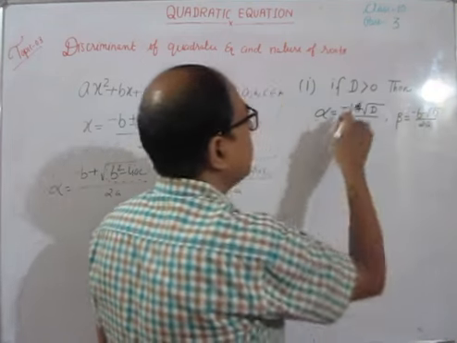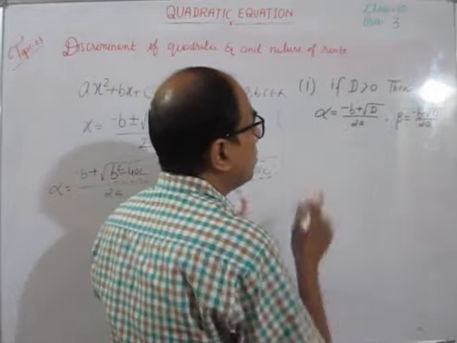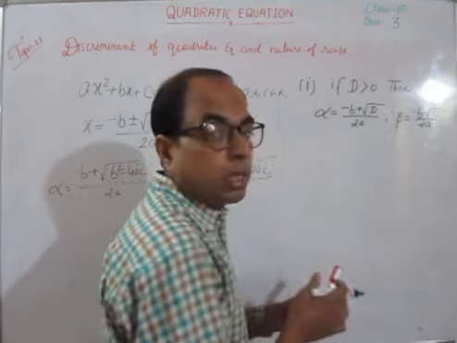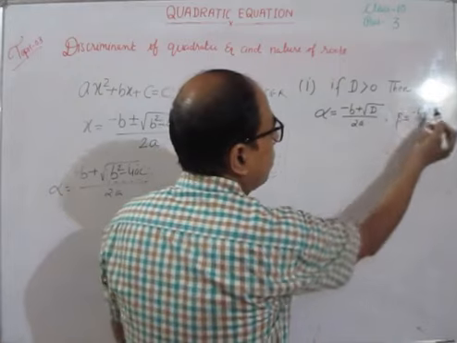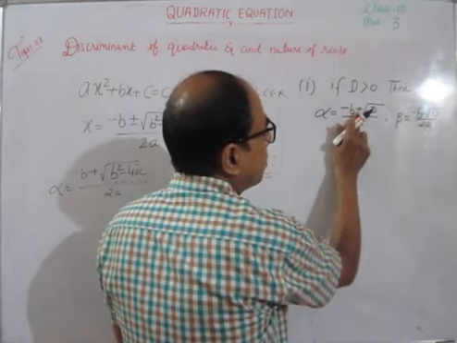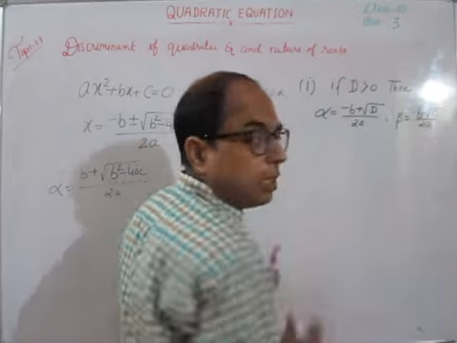So if the discriminant of any quadratic is positive, then both roots are real, and we will get two values of roots. Here it is minus b plus root D, and here it is minus b minus root D. So these two values will be different.